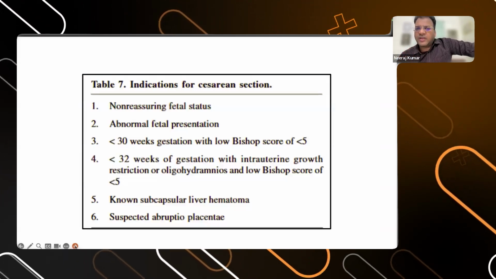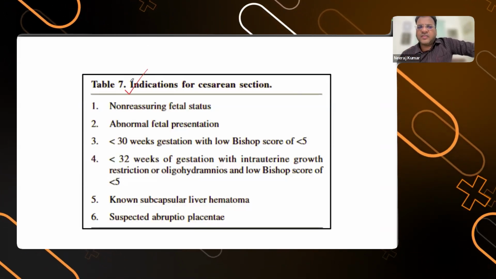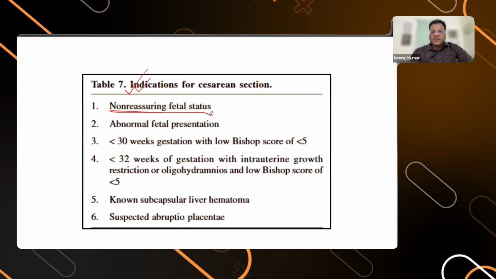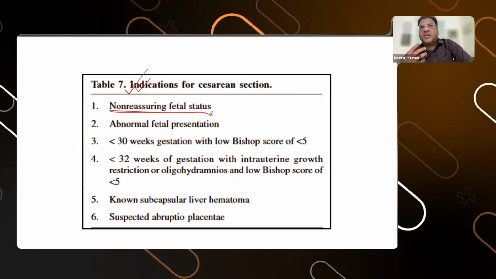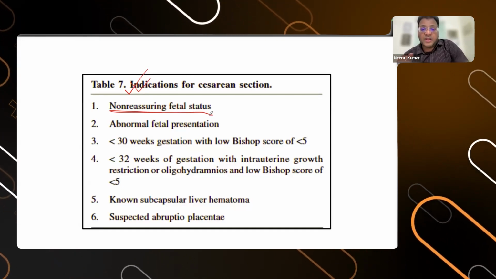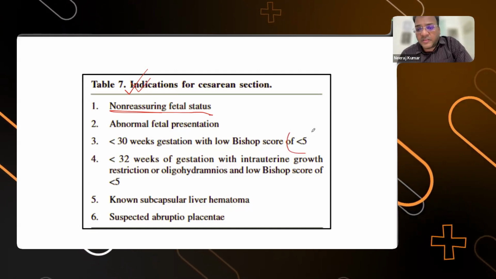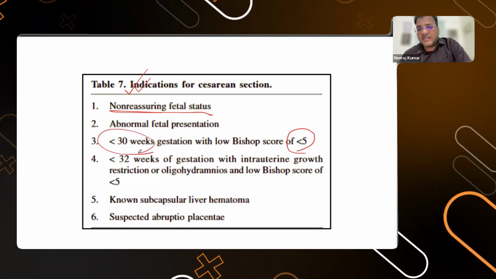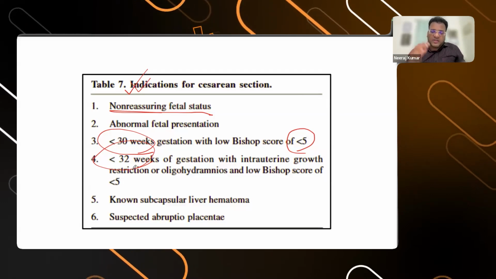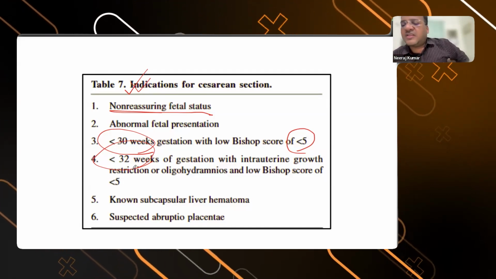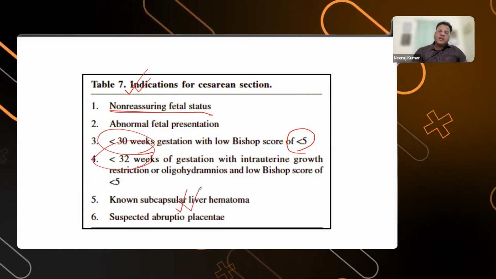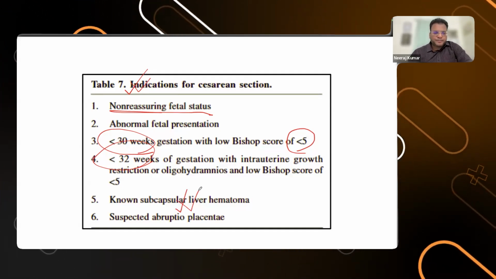Now, the question was, what are the indications for cesarean section in HELLP? First, if there is non-reassuring fetal status, or abnormal fetal presentation like breech, or cephalopelvic disproportion, with a Bishop score of less than 5, or period of gestation less than 32 weeks with IUGR with a Bishop score of less than 5. All these patients require emergency cesarean section, and even if the patient has a subcapsular liver hematoma or abruptio placentae. So these are a few of the indications for cesarean section.